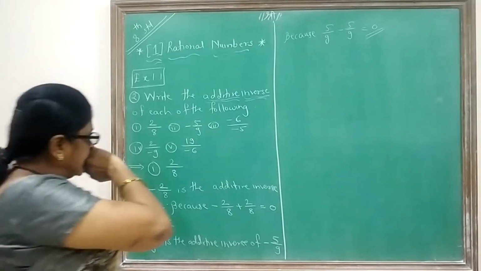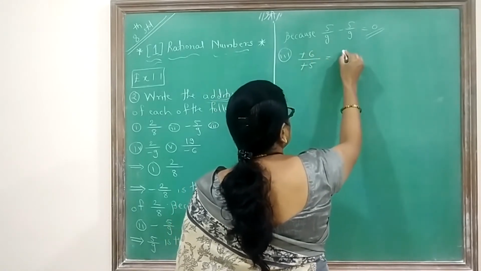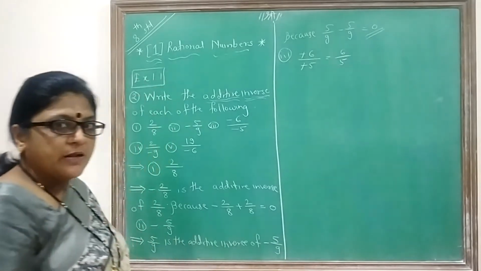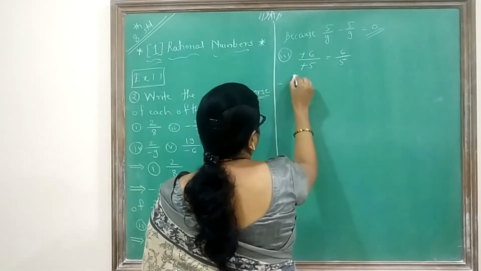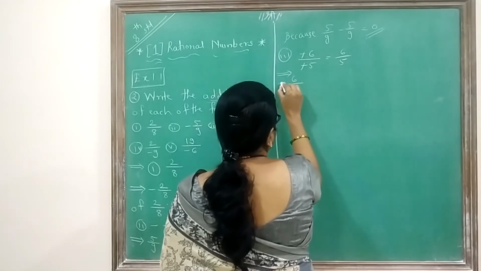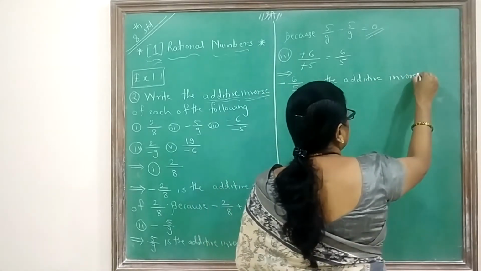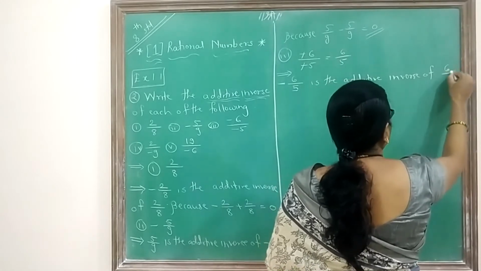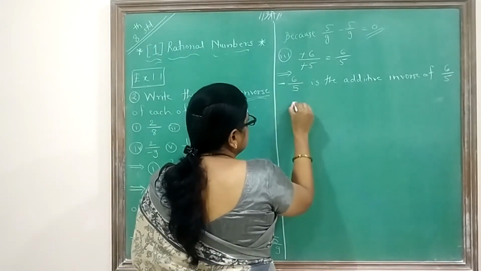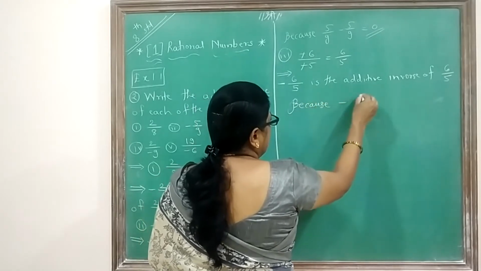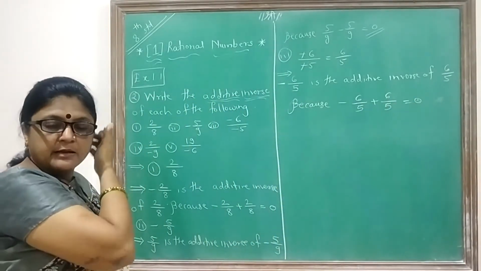You will get 0. Then your third example is minus 6 by minus 5. This minus sign will be cancelled, then you will get 6 by 5. Then you will find the additive inverse of 6 by 5. Its answer is minus 6 by 5. Minus 6 by 5 is the additive inverse of plus 6 by 5, because minus 6 by 5 plus 6 by 5 are added, then you will get 0.